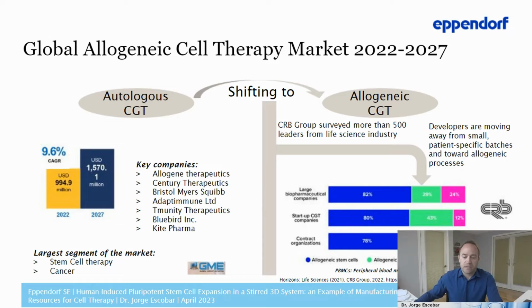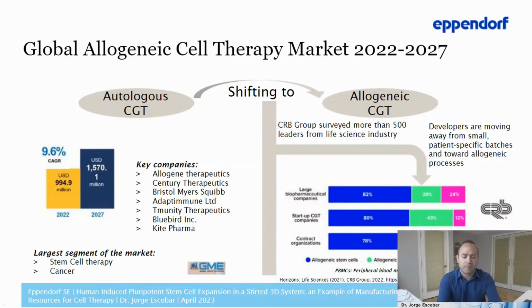For these reasons, there is a significant shift toward allogeneic therapy development. As you see in the slide, we see a big shift from autologous cell and gene therapy to allogeneic cell and gene therapy strategy. According to the global market estimate, the allogeneic cell therapy market is expected to grow at an annual growth rate of 9.6% from 2022 to 2027, where the largest segments will be stem cells and also cancer therapies.